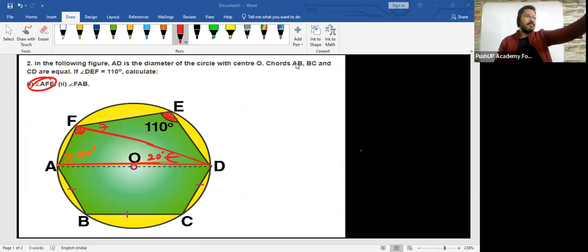Children, just check your textbook. If they have missed out something over here, this is question number 2. I don't know which exercise this is. If they have given FE is parallel to AD, instantly you will get the answer, 20 degrees. Just check the question. Where is your textbook? I tell you, when you come for offline class, you have to carry your textbook. Jovan, where is your textbook?